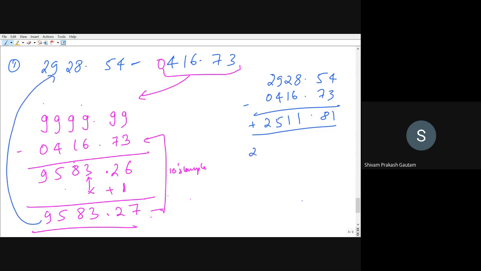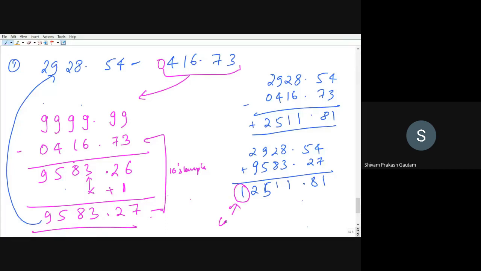So just see, 2928.54 plus 9583.27. You have to add this. So this will be equal to 12511.81. You can see there is a carry. This is a carry that is being generated.